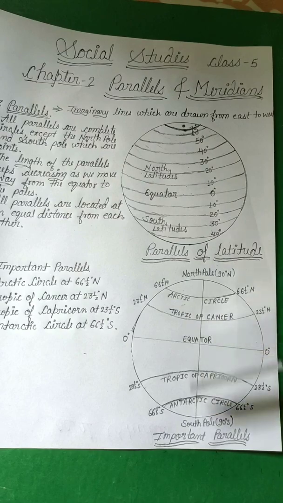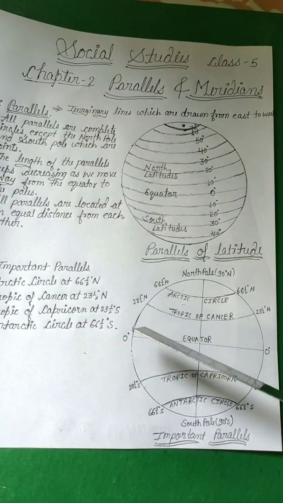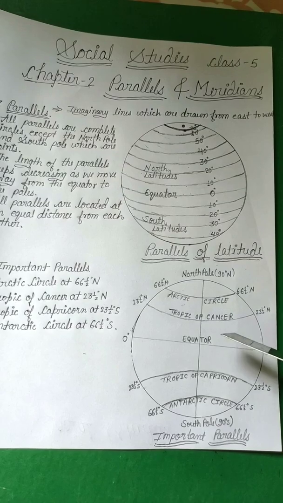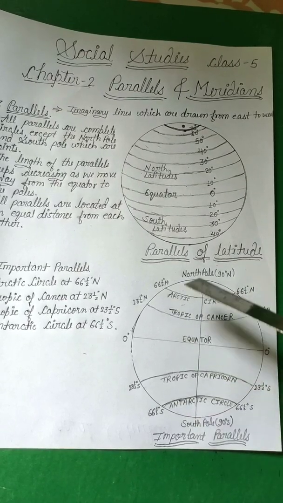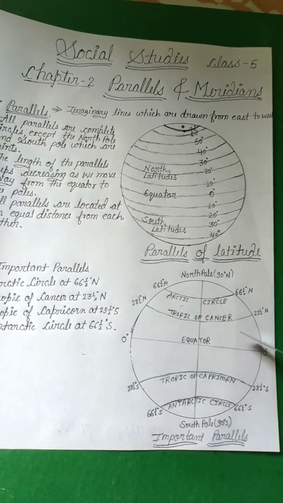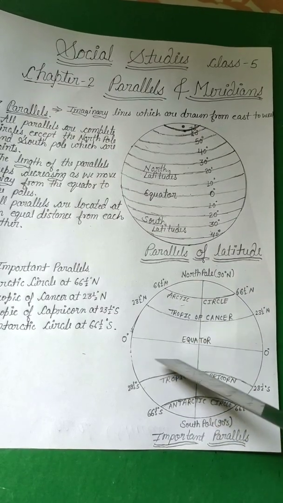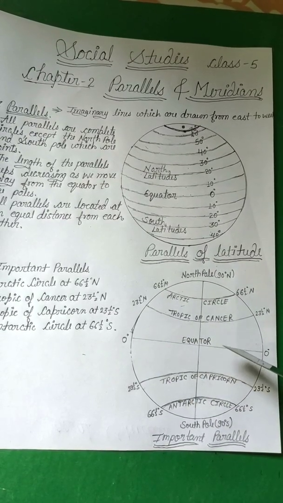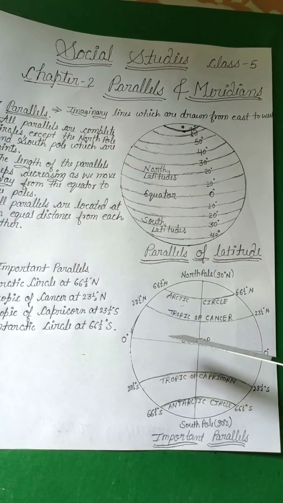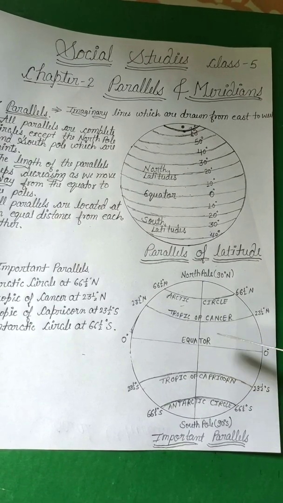Now understand these topics. First of all, the equator. As I told you above, the equator is the longest line and it divides the earth into two equal parts, the northern hemisphere and the southern hemisphere. This zone is also called the torrid zone because here the sun's rays fall directly on the equator. So this region experiences more heat.